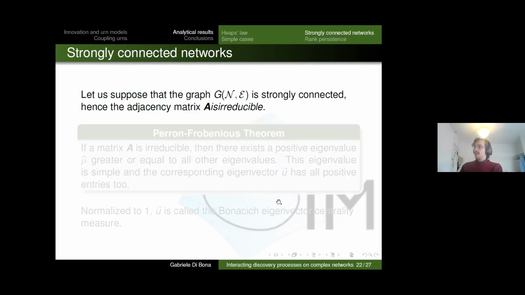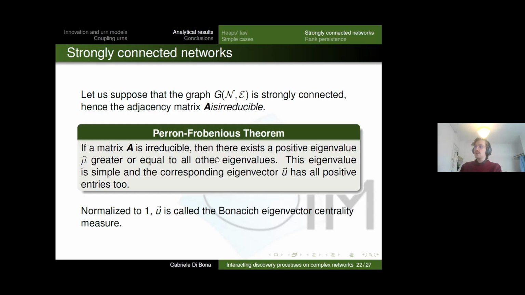The reason for all of this comes from the strongly connected network. This is the most important part now. If the graph G is strongly connected, for example if it's undirected, it just means that it's connected. It means that you can go from every node to another one in a finite number of steps. So this means that the adjacency matrix is irreducible, and so the Perron-Frobenius theorem holds.